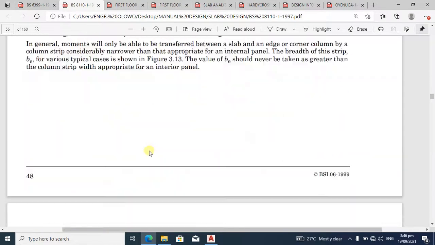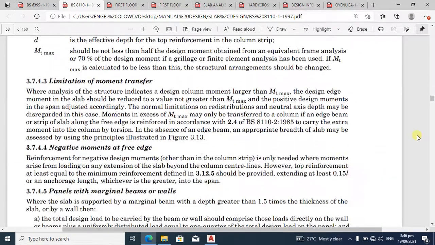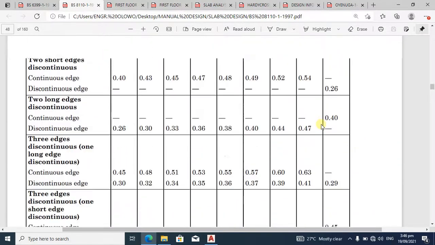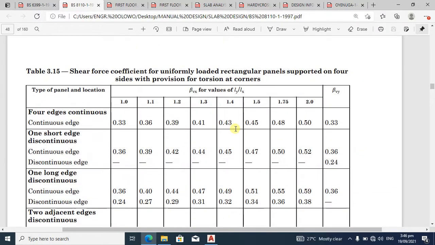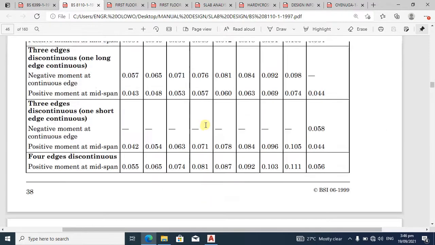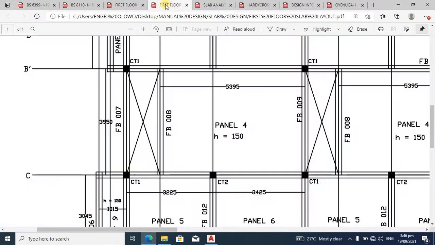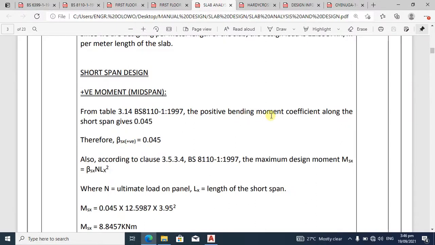We go to Table 3.14. Okay, this is the table where we are going to get the positive bending moment coefficient. Now how do we get the value of the positive bending moment coefficient? We will come to this point.